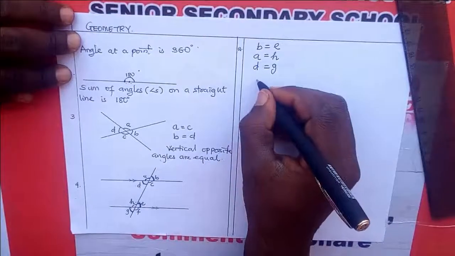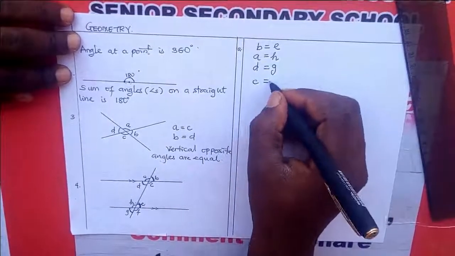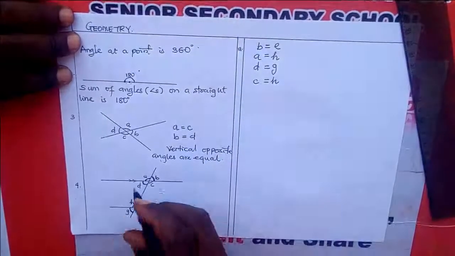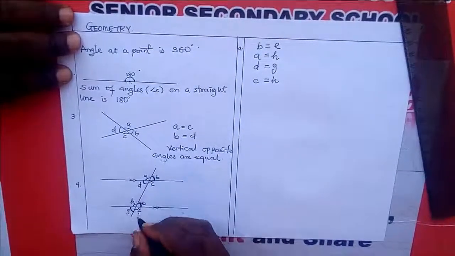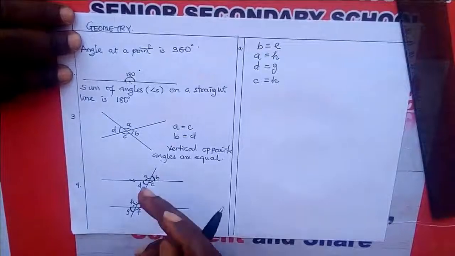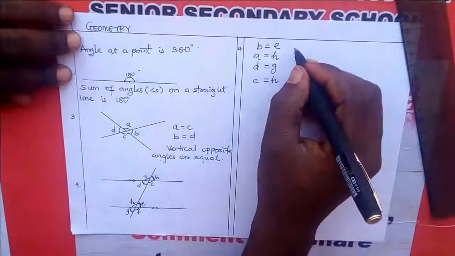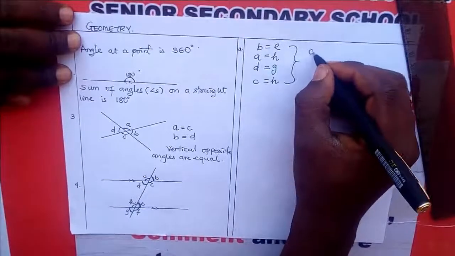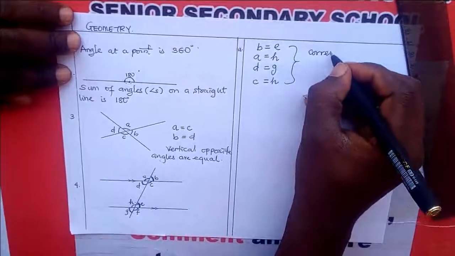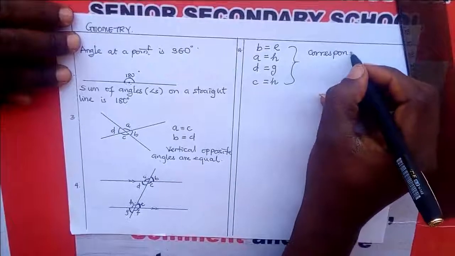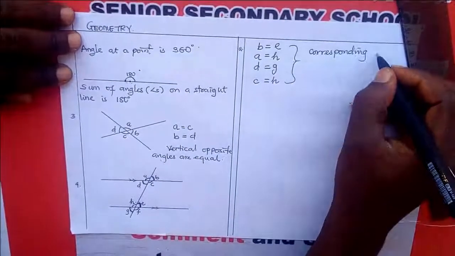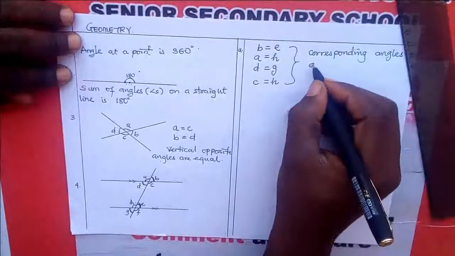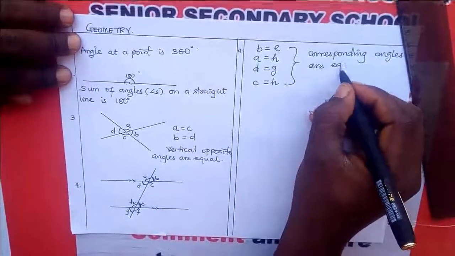So then we have C is equal to H. Why? They are corresponding. This is at the bottom right, this is also at the bottom right, so they are corresponding to each other. So the theorem supporting this is: corresponding angles are equal.